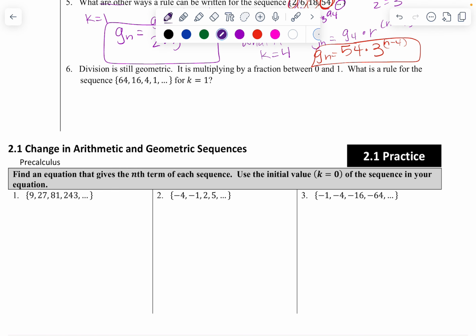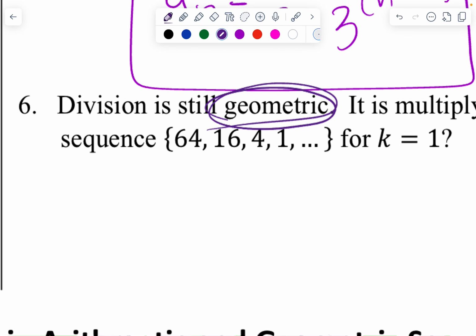Last one, number 6. Division is still geometric. The difference is we're just multiplying by a fraction, somewhere between 0 and 1. So what's a rule for this sequence here? So let's zoom in here.